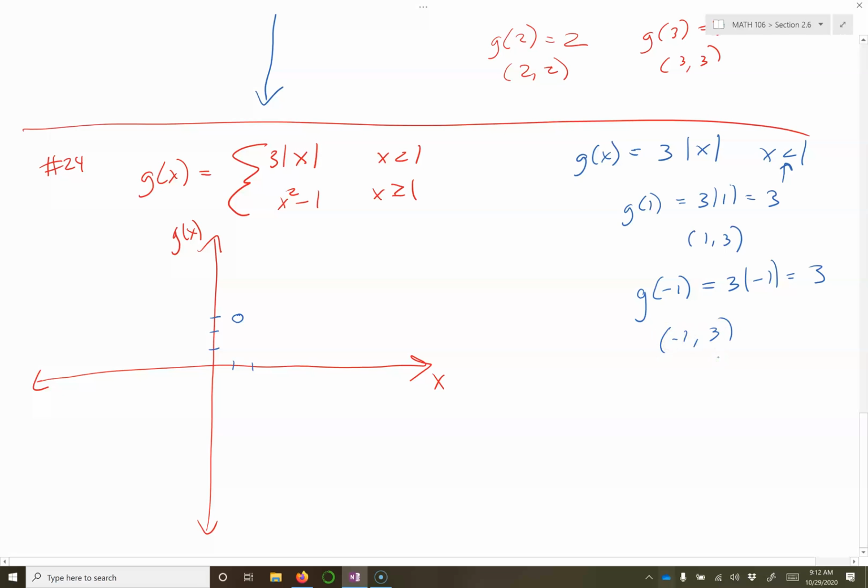Okay. Let's see. Negative 1, 3. Did I screw something up? Let's try another one. I'm going to do negative 2. We'll have 3 times the absolute value of negative 2. So that gets me 6. So that's negative 2, 6.